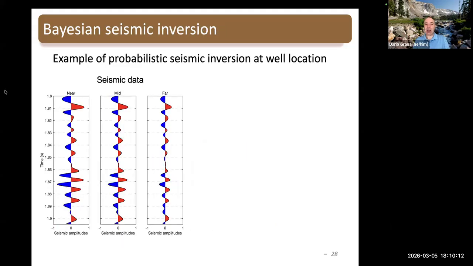So here there's an example. We have 3 seismic traces measured at the same location, just with a different geometry or a different distance between the source and the receiver. This is a synthetic data set. So here we have some big anomalies at the top. Then there's not too much going on in the middle, and then some bigger anomalies at the bottom.